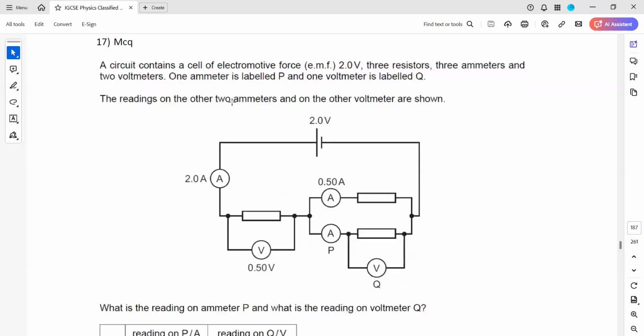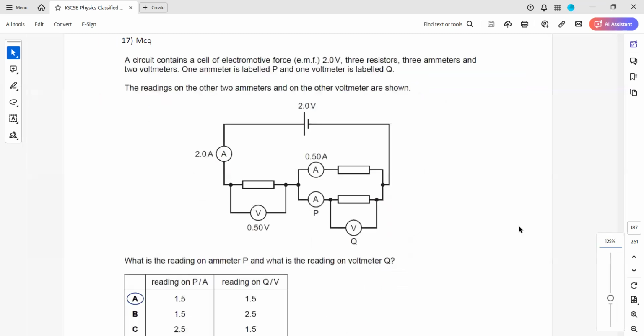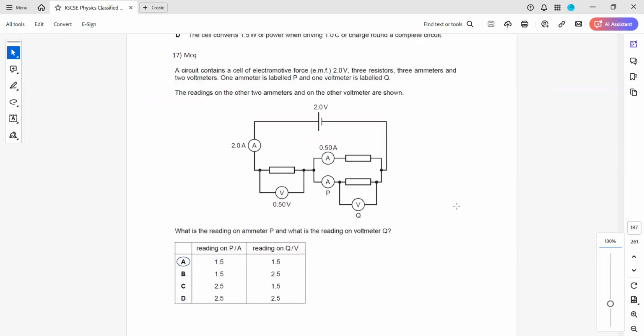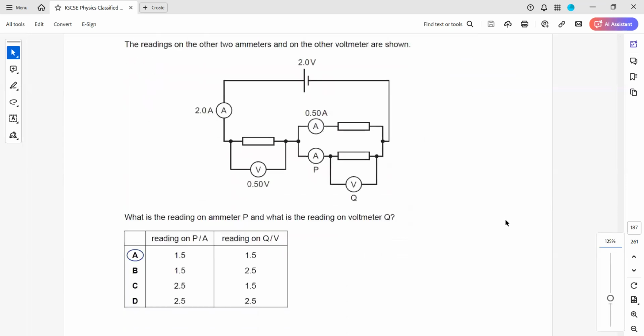The circuit containing a cell of electromotive force of 2 volts, 3 resistors, 3 ammeters and 2 voltmeters. 1 ammeter is labeled P and 1 voltmeter is labeled Q. The reading on the other 2 ammeters and one of the voltmeters is shown. What is the reading on P? So how can we work it out?